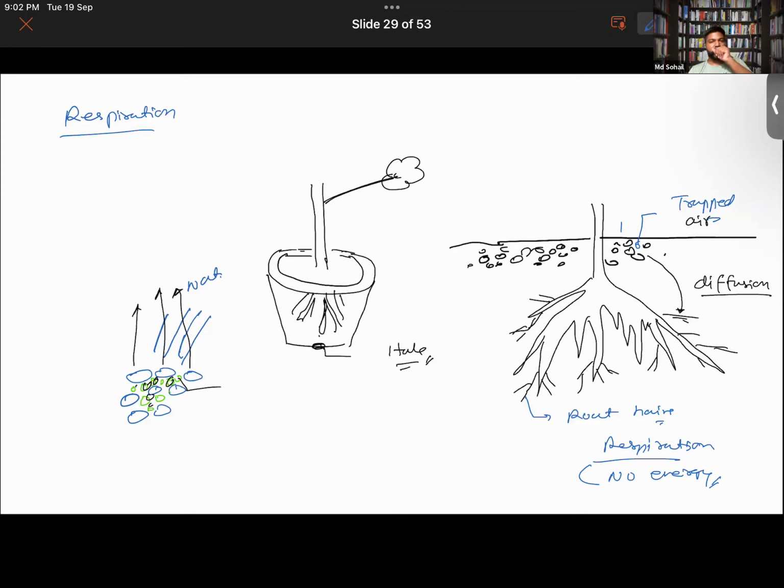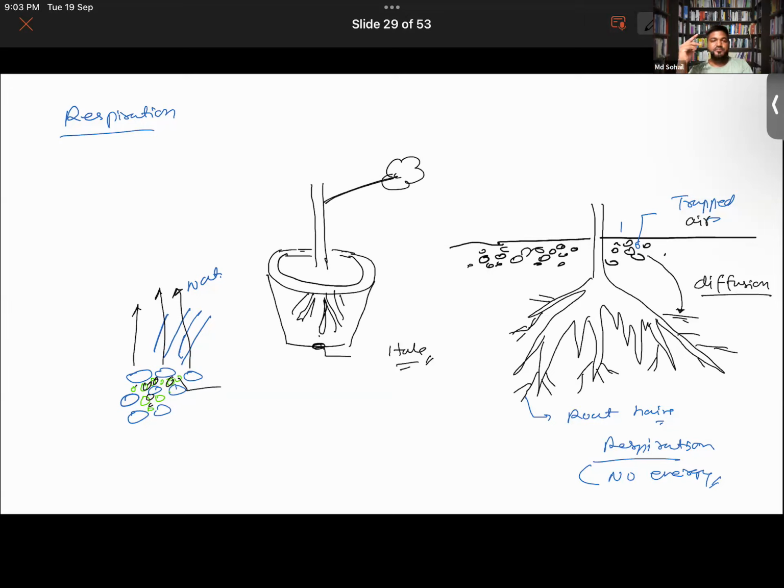So if diffusion doesn't happen, the roots cannot transport the food. Exactly. The roots cannot transport the water and minerals if diffusion does not occur here. Also, due to this process, oxygen is available to the plants. And we talked about the potted plants.